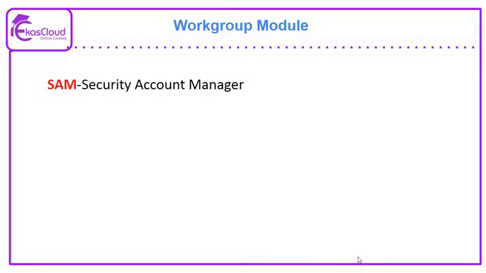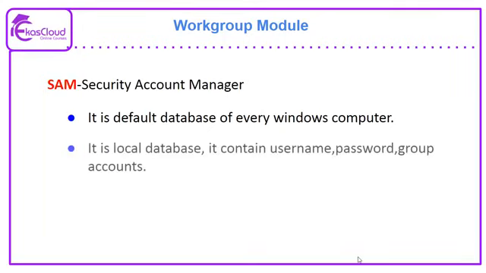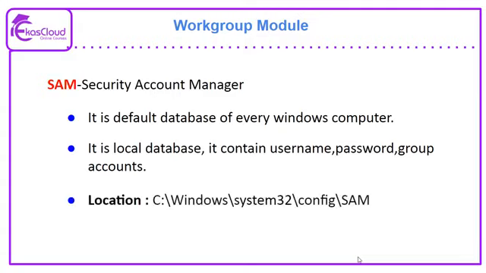Say there are five workgroup model computers. Each computer has a local database. That local database is the SAM database, the Security Account Manager. It is the default database of every Windows computer, client or server, and it is a local database. It contains username, password, and group account information. This is the default location for the SAM database, the local database location in a Windows computer.